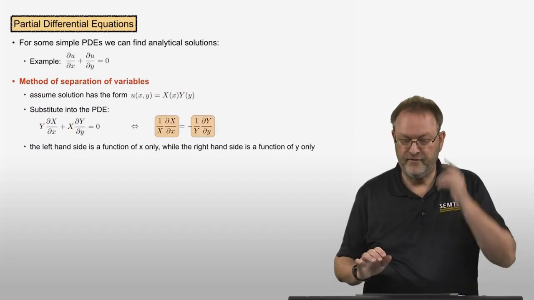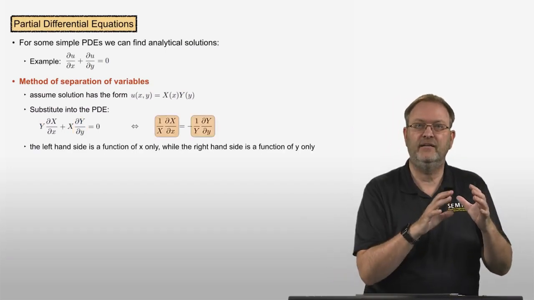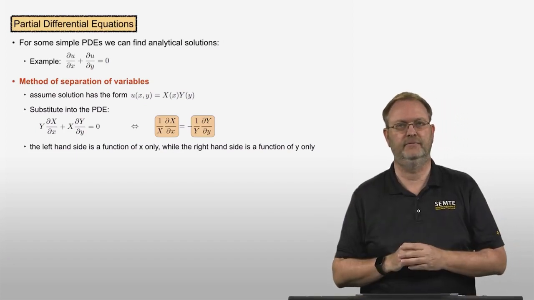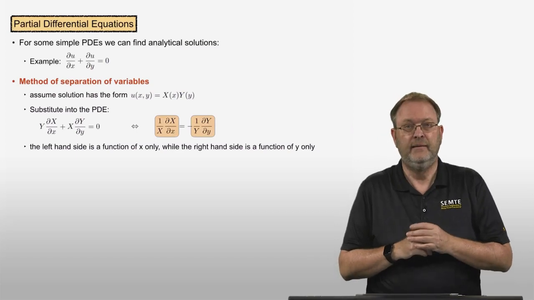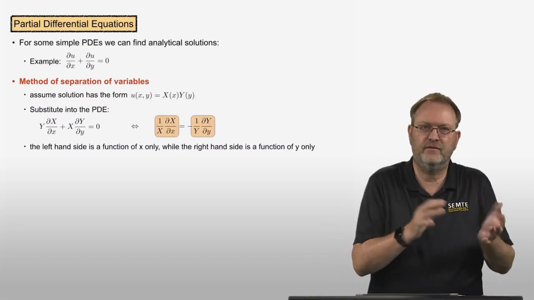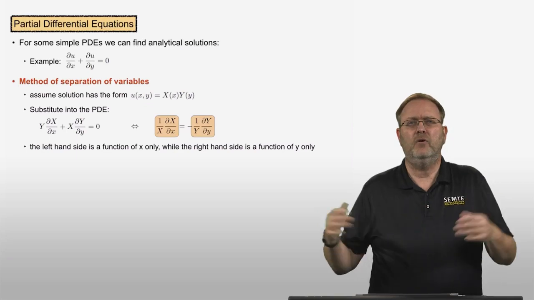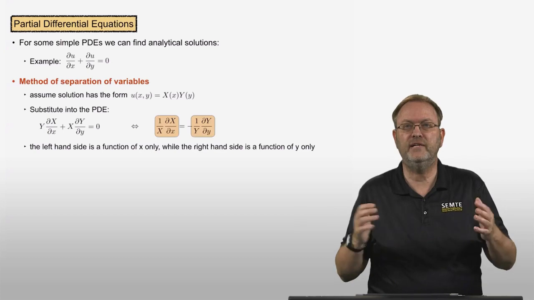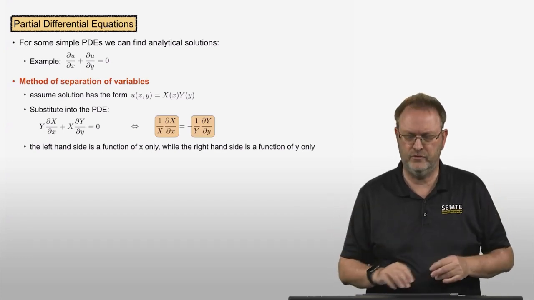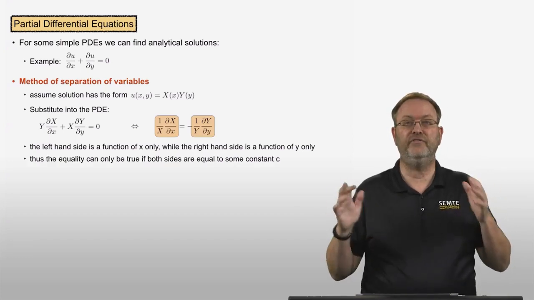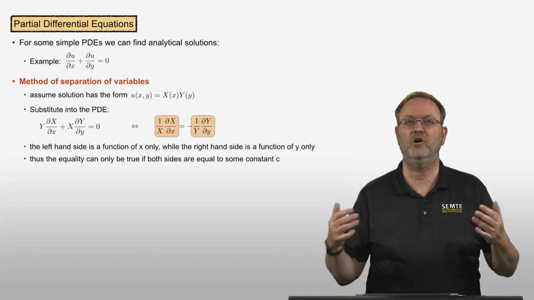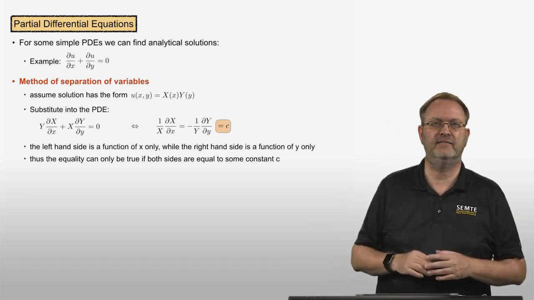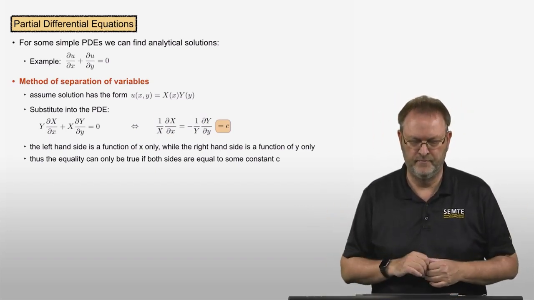Now, the left-hand side has to always be equal to the right-hand side, according to the statement here. But the left-hand side is a function of x, the right-hand side is a function of y. So whatever the values of little x and little y are, these two sides always have to be equal. And that can only be true if both sides are equal to the same constant c. So left and right-hand side have to be equal to c.